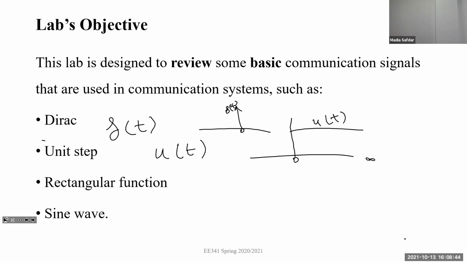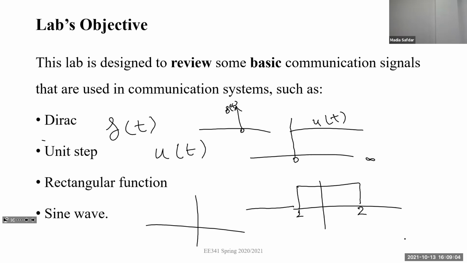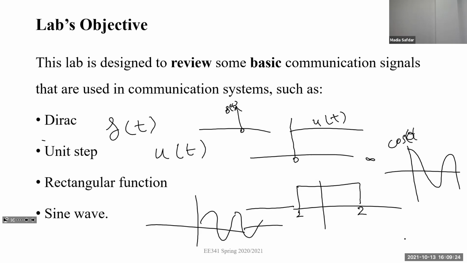And how about the rectangular function? From -1 to 1, according to the preference of the user. -1 to 1 or -2 to 2, or 1 to 2, anything. And the sine wave: how is the sine wave? It starts from 0, like this. How about the cosine? The cosine starts from 1, at 90 degrees, and then follows like this. This is sine of theta or cosine of theta.